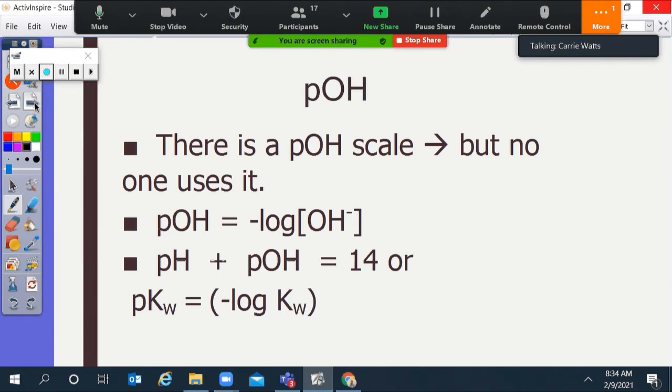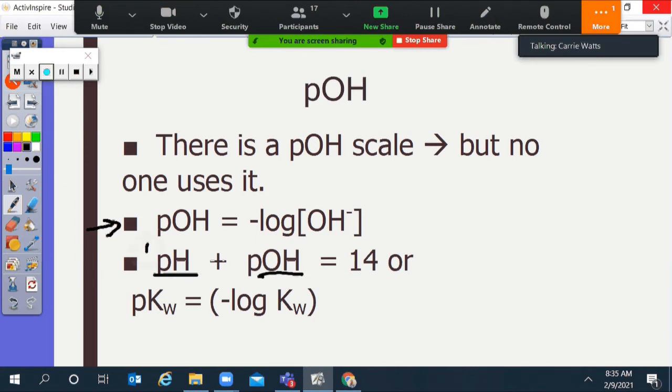Now let's talk about pOH. There is a pOH scale, and we'll need it to calculate pOH, but no one uses it to identify whether something's an acid or a base, or how acidic or alkaline something is. But pOH is the negative log of the OH concentration. An important thing to note is that pH plus pOH equals 14. That is a really good formula that we used in honors a lot to go between pH and pOH.